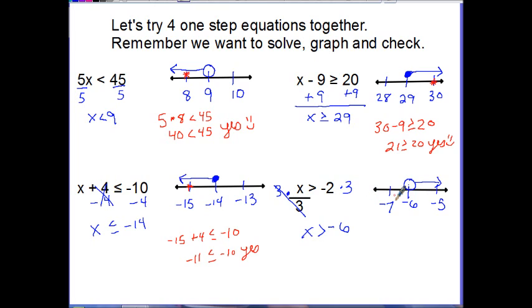I'm going to take one number on my solution arrow, negative 5, and I'm going to plug it in. We want to know, is negative 5 divided by 3 greater than negative 2? Well, that doesn't go in evenly, so I type it into my calculator, and it gives me negative 1.6 repeating, which we know would round to give me negative 1.7. Is negative 1.7 greater than negative 2? It absolutely is. Negative 1.7 is not as negative as negative 2, which means it's actually going to be greater.